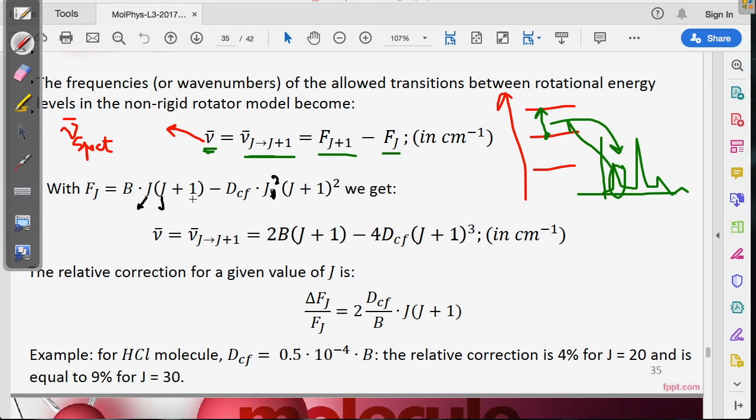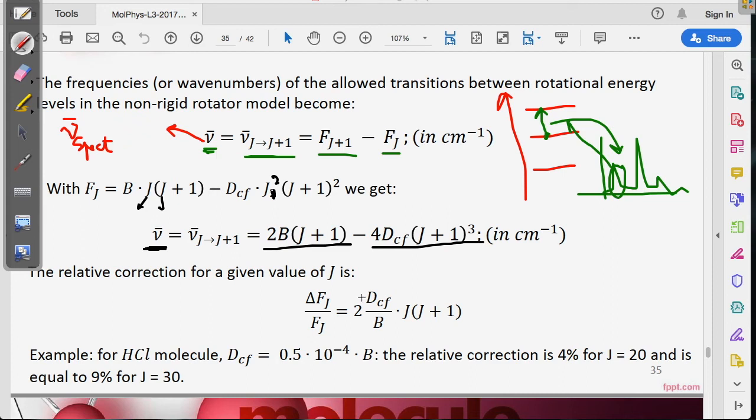And FJ, you have it. You do the difference between them, and then we get that the wave number of the line showing up on the spectrum due to the transition of absorption is given by this: 2B(J+1), which is what we have got before, minus the correction, which is 4 DCF (J+1) cubed.